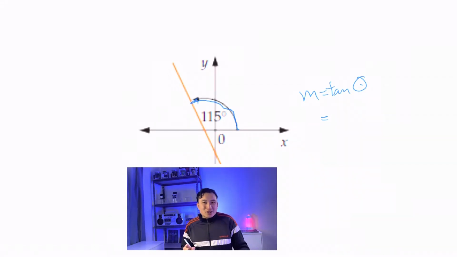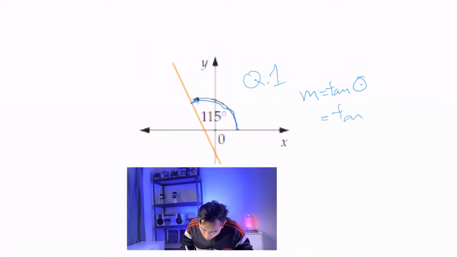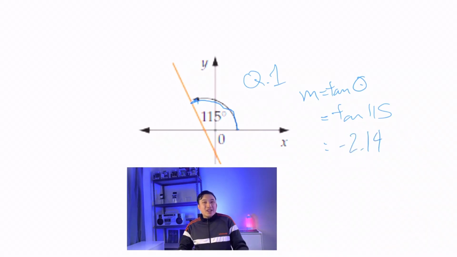If we talk about circular functions, it's kind of like we're starting from quadrant 1. But of course, we're going to learn that in the circular function lesson. So if you tan 115, you will get approximately negative 2.14. So there you go. And you know that is reasonable because the graph is starting high and ending low. So it's reasonable that the gradient is negative.